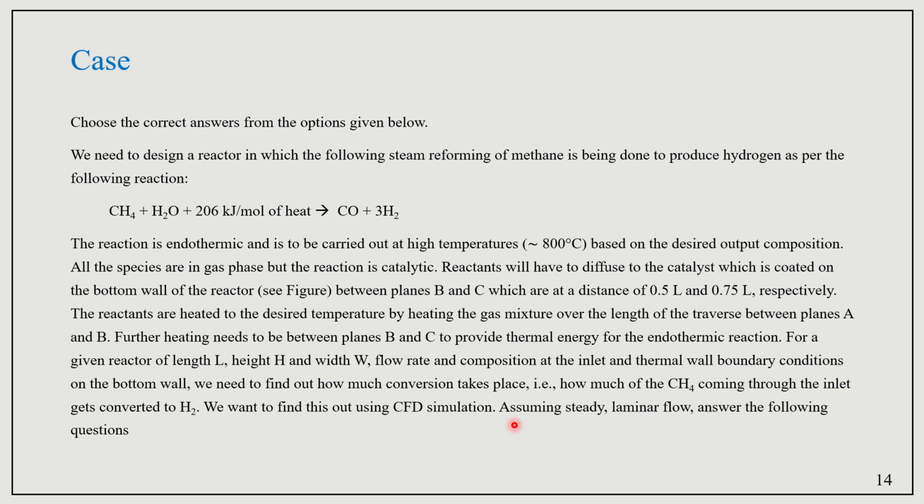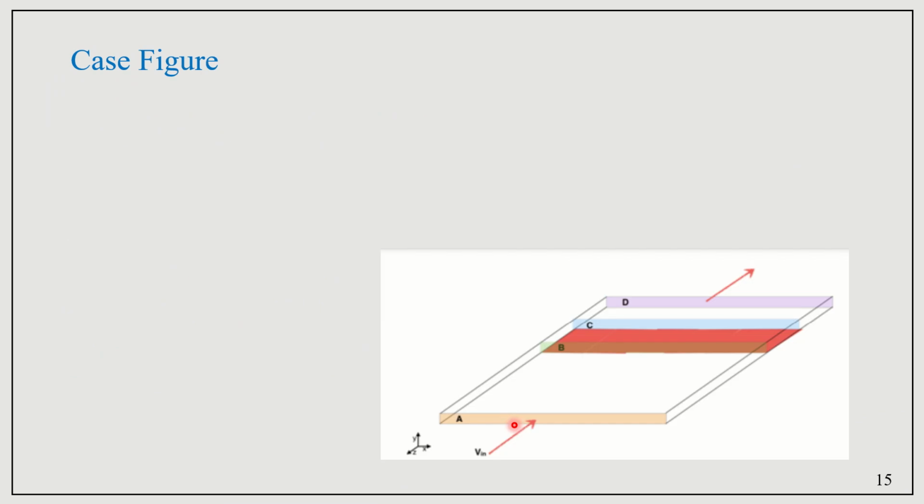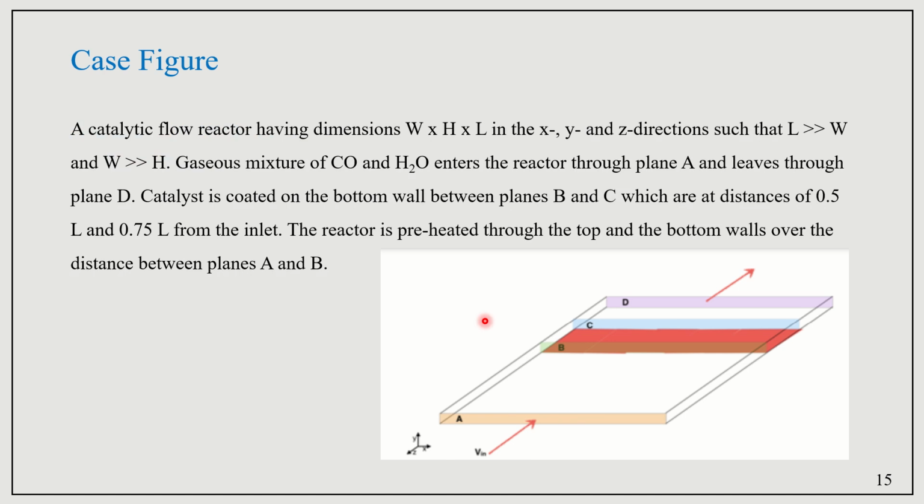So this is the problem statement. First we'll look at the figure and then come back to the question. So this is like a rectangular plane and it is A, B, C and D. So between B and C only catalyst is coated, and between A and B heating is done. So a catalytic reactor flow having dimensions W, H, L in the XYZ directions, along the Z direction it is L, and width and height in the Y direction.